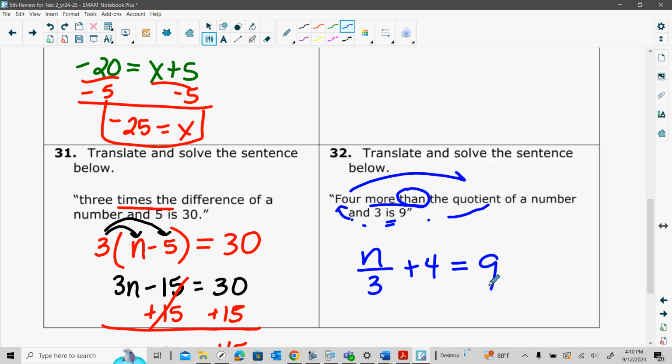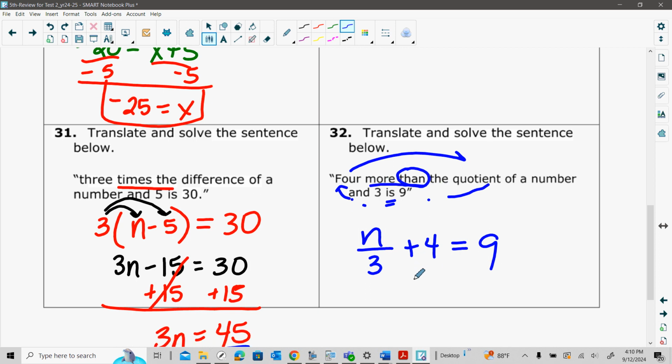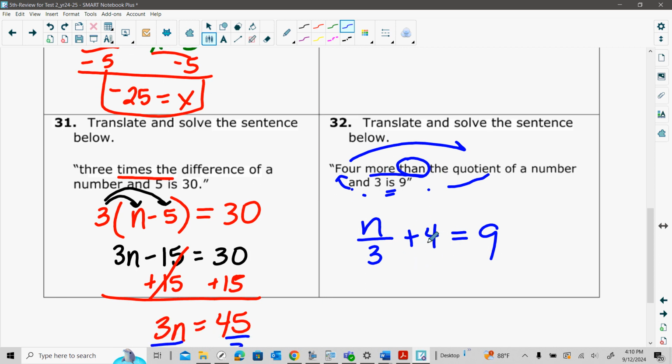And now to solve it, you should be able to solve this because this is a two-step equation. Undo your constant, that plus 4, and then do your inverse of division.